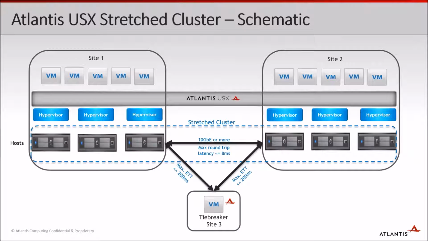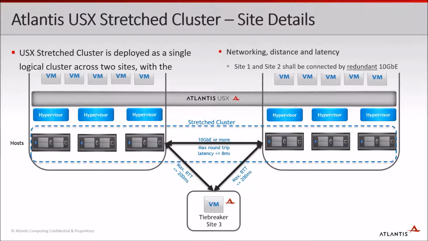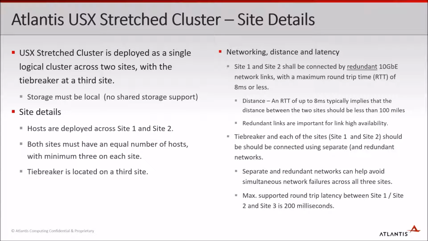Consequently, the round-trip latency times are fairly flexible and easy for that tiebreaker, as you can see, about 200 milliseconds or below. So that's the tiebreaker. Between the 2 sites themselves, though, the maximum round-trip latency we support is 8 milliseconds or lower, which, of course, to my previous point, the greater the round-trip latency, the higher the response time would be for IOs that need to travel across both sites.